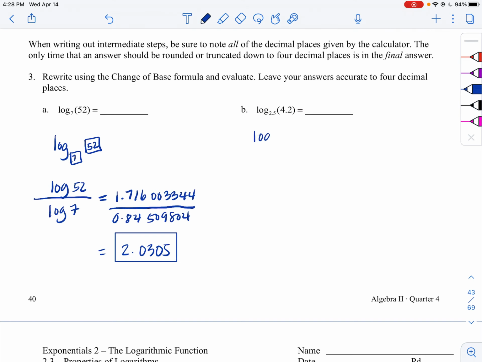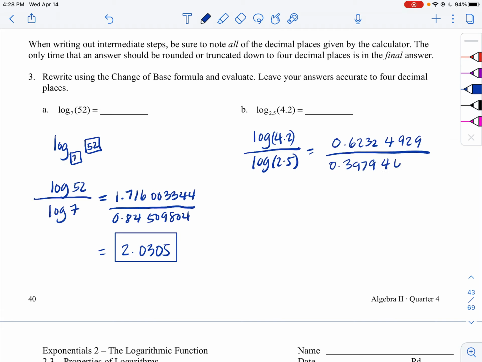So this one, again, if you have those high-end calculators, you can input this as is. But if you don't, then you're going to have to do log of 4.2. Or you don't even have to put parentheses. Log of 4.2 divided by, you can put parentheses if you want to, log of 2.5. And again, whatever you see in the calculator, do not round them. You have to write every single number that you see in your calculator. Hopefully, I did not miss any number. And then, of course, for your final answer, you can round it to 4 decimal places. Okay, there you have it.